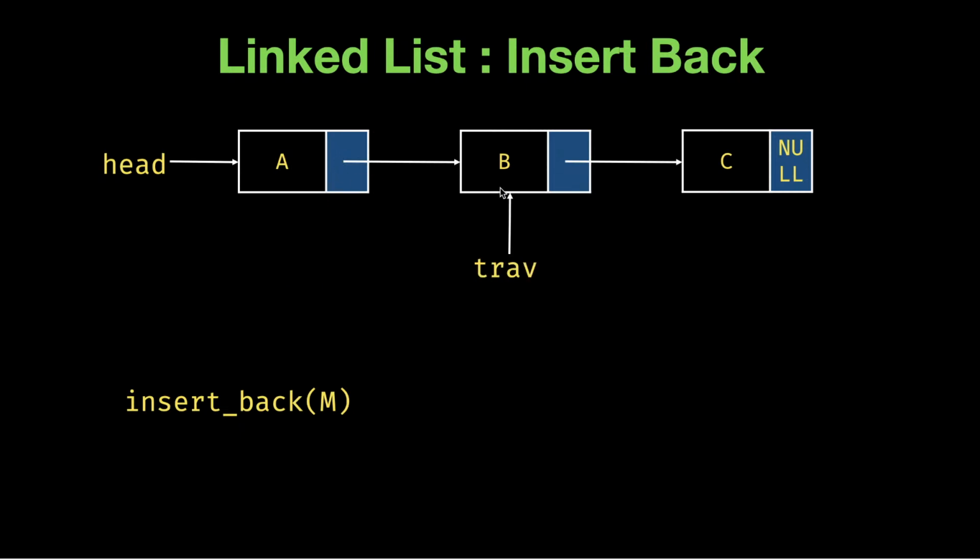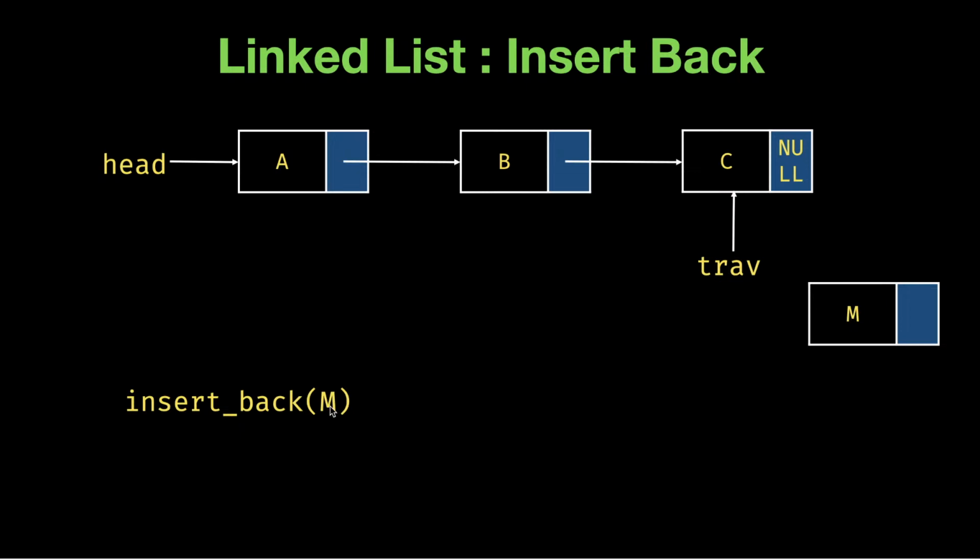So trav will now proceed to the next node. Is this node the last node of the linked list? No, because this doesn't have null in its next pointer. So we will go to the next node again. Is this node the last node? Yes, because the next pointer has null. So we stop here. After that, we create a new node.